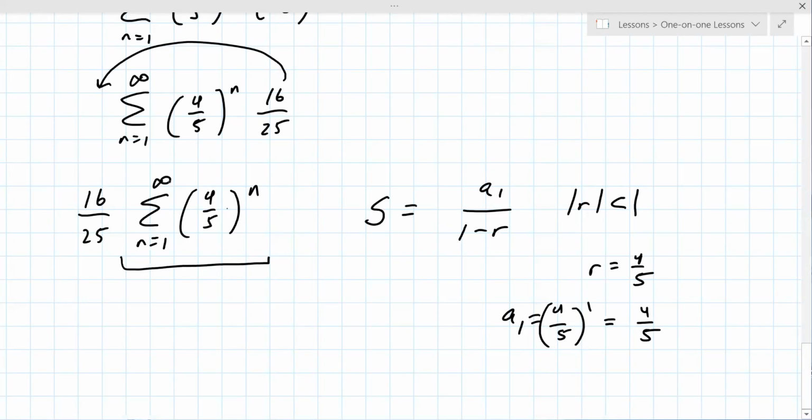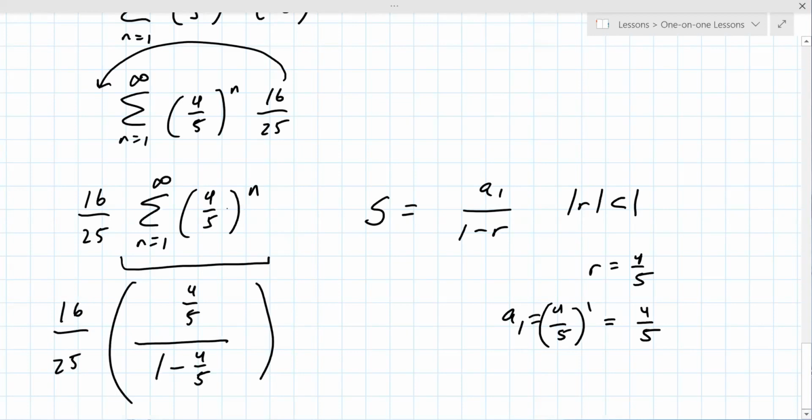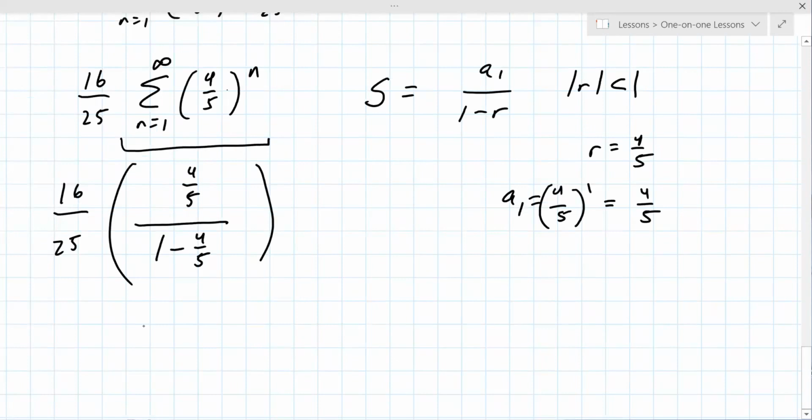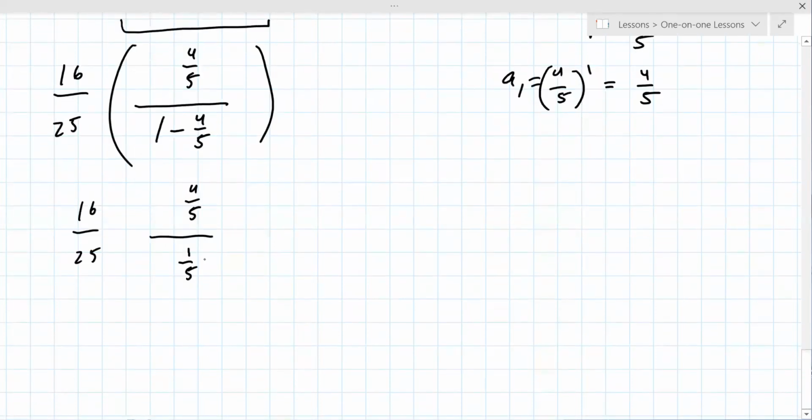So now to find the sum of this, this part is a1, 4/5, over 1 minus 4/5. So that's all of this. And then you have the 16 over 25 off to the side here. This is 4/5 over 1/5. And then the 5s cancel. So you have 16 over 25 times 4 over 1. That is 64 over 25.